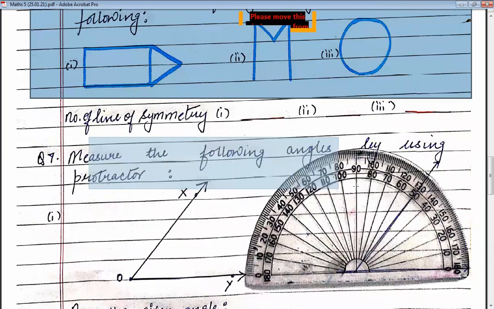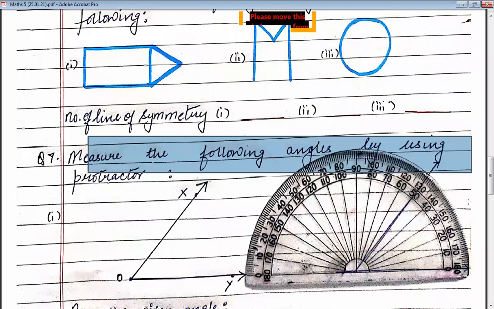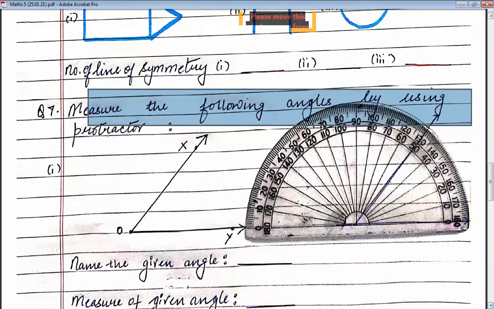Now, here you have to use a protractor and you have to measure this angle. So now children, let's discuss about the protractor also. We have already discussed in our lesson. Now let's see. Children, you remember that in a protractor, this is called as a center of the protractor, and this 180 to 180 is called baseline. Now what you have to do, your baseline should coincide with OY. You have to keep your baseline on OY and the center of the protractor at point O.